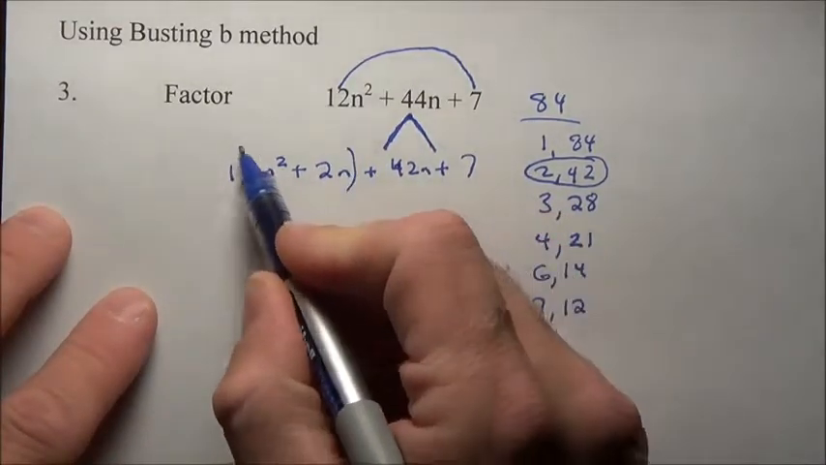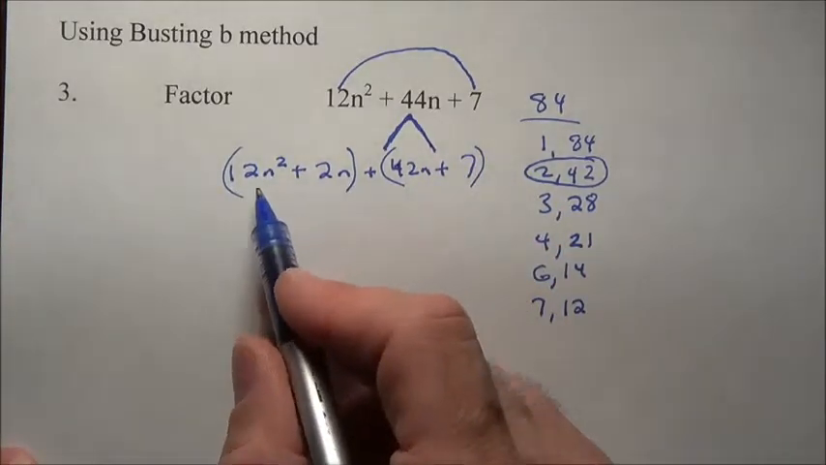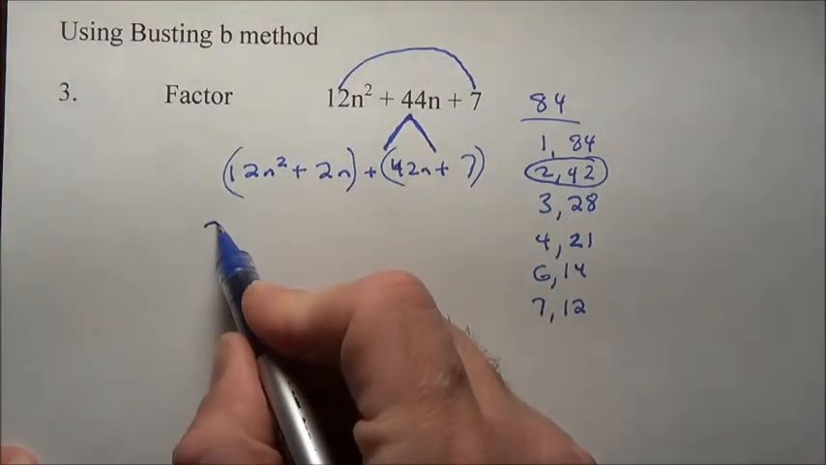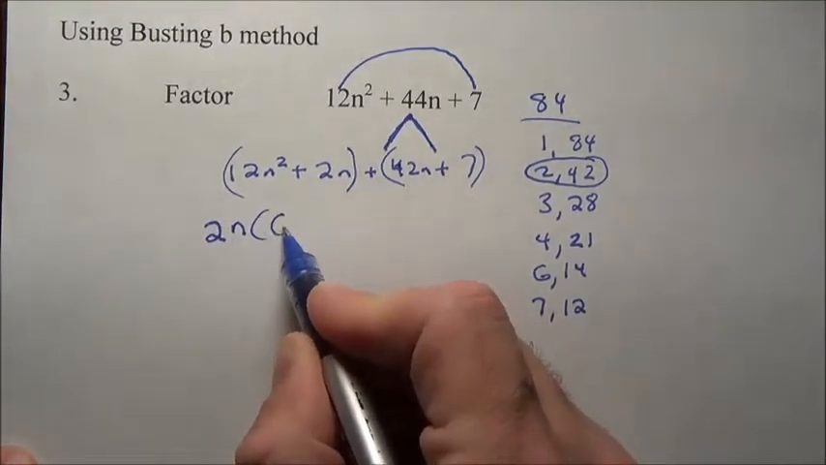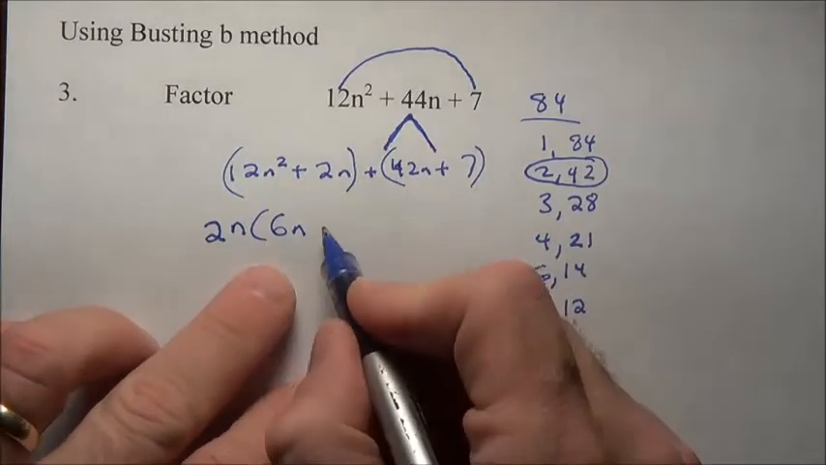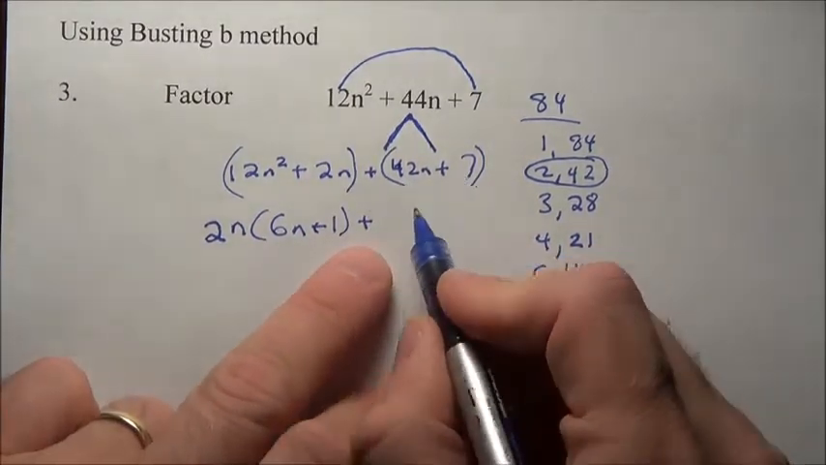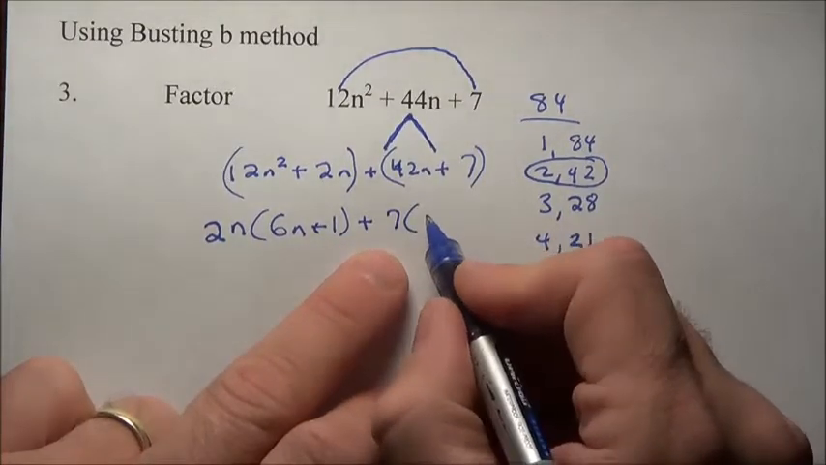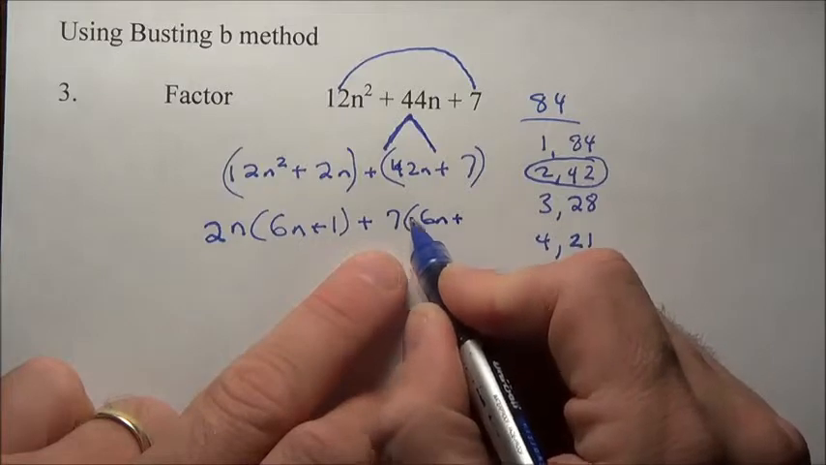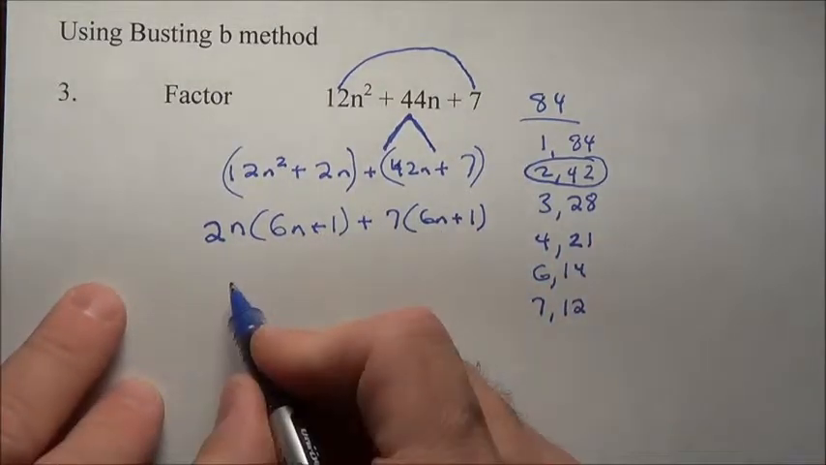Now I'm going to group this and group these, and now I'm going to factor out 12 and 2. A 2 can come out, an n and n can come out. I'm left behind with a 6n plus 1 plus here 42 and 7. Well, a 7 can come out, and you're going to be left behind with 6n plus 7 times 1 gives me 7. Notice they both have a 6n plus 1. So now that can be brought out.